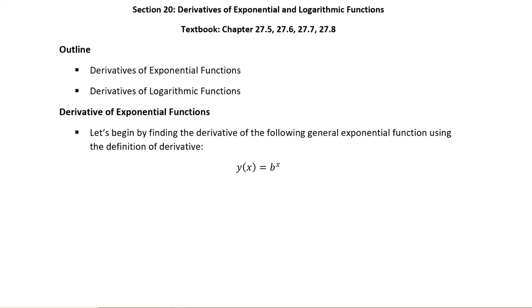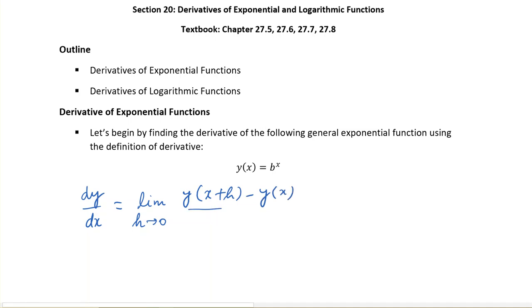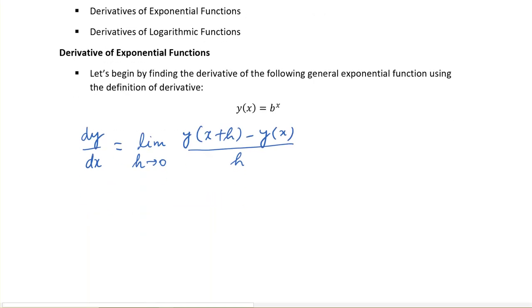So we know that dy over dx, by definition, if you want to figure out the derivative, dy over dx is equal to limit h approaches 0, y of x plus h minus y of x over h. And then we plug in the values of the function. So in this case, our y of x is b raised to power x.